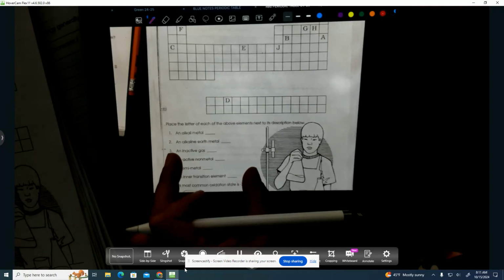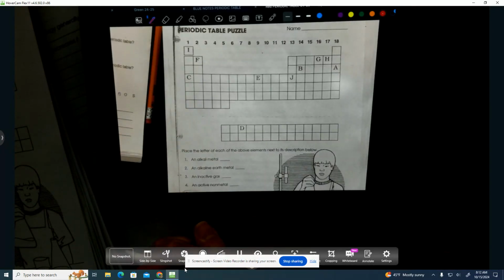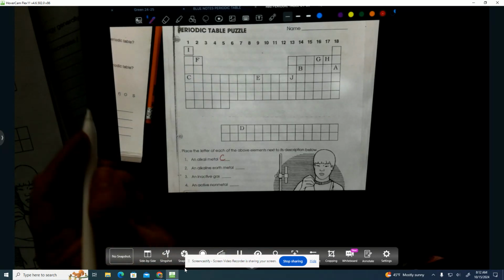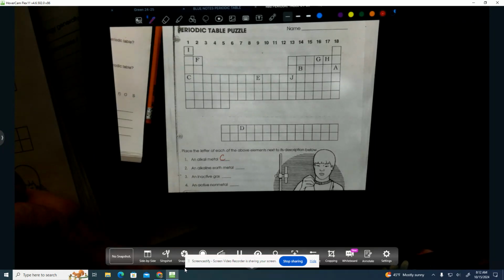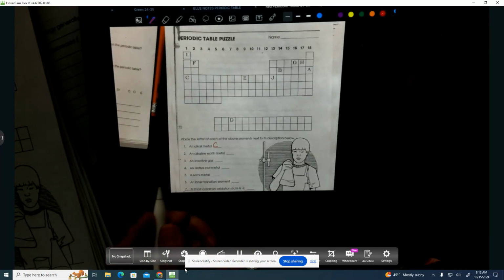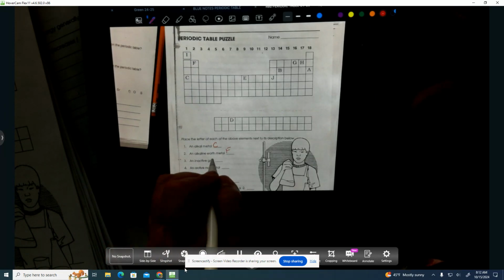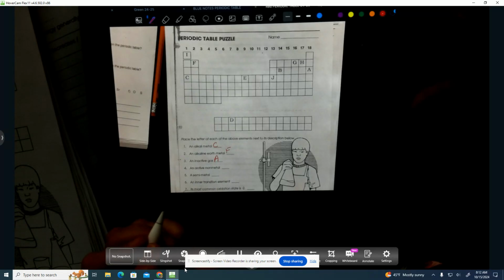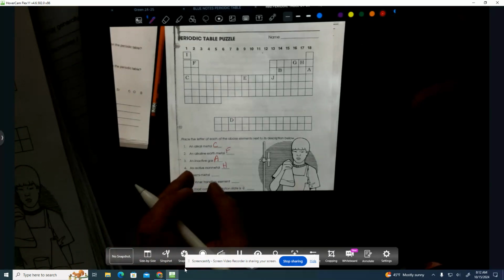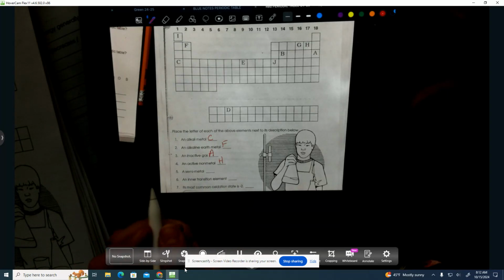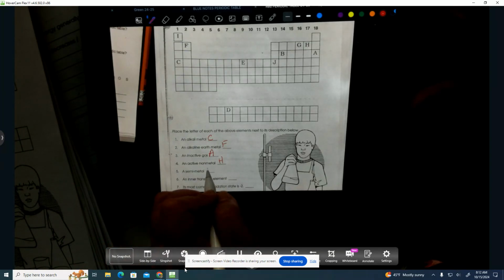All right, let's go. Which one is an alkali metal? I like C. C is a good answer. Okay, why is it not I? It's not connected, and it's also hydrogen, which is not a metal. Good. All right, an alkali earth metal is going to be F. An inactive gas, A. An active non-metal, H. I like H better. A semi-metal, B. Okay, B looks good to me.